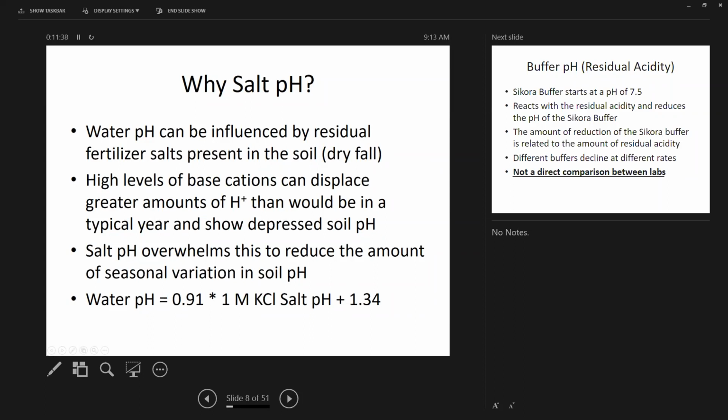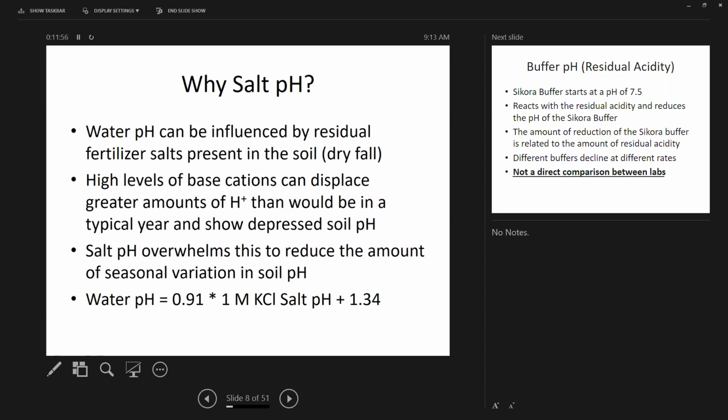We use a 1 molar KCl, or potassium chloride, salt. So that salt pH times 0.91 plus 1.34 is what the water pH is. So don't get worried about this. This is what we do at UK.